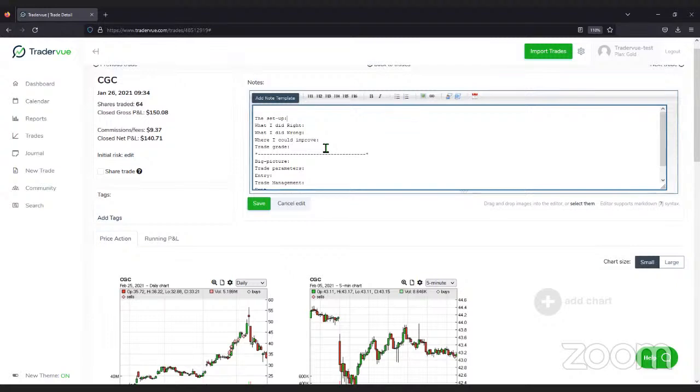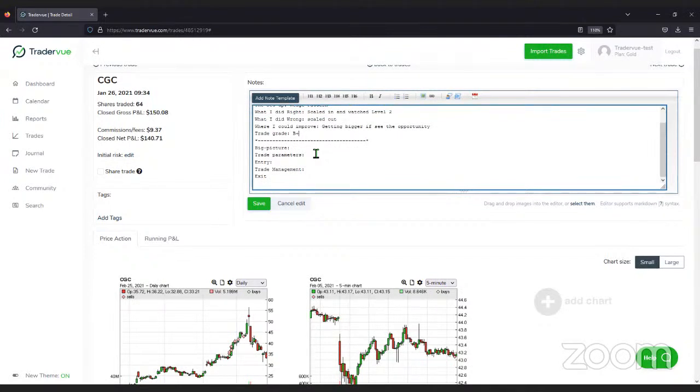Basically the setup, you can say wedge pattern, just to keep it simple. What I did right: scaled in and watched level 2. What I did wrong: scaled out. Where I could improve: getting bigger if I see the opportunity. And trade grade, you can give it a B+, for example. So that's an example of a template, a systematic way to review your trades.